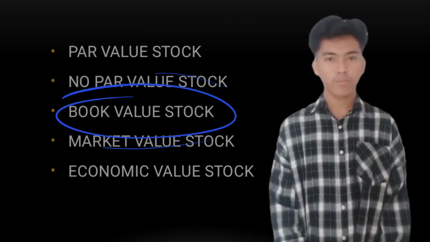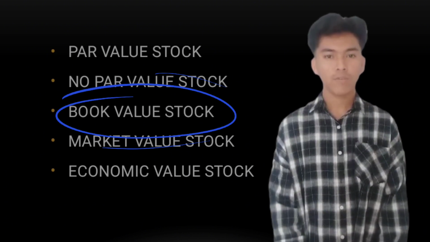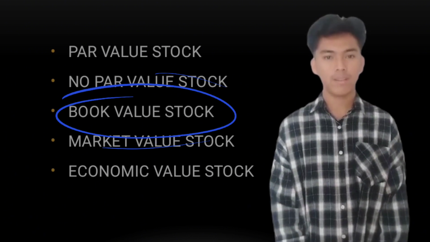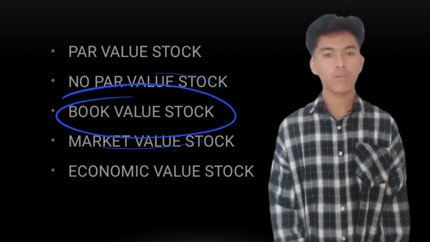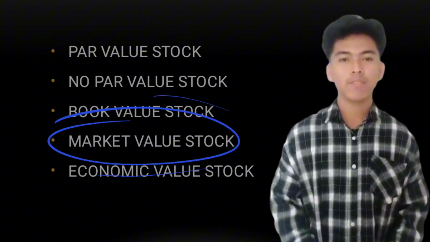The other term for the book value of a stock is net asset value, or NAV. Both terms are often used interchangeably to refer to the value of a company's assets minus its liabilities on the balance sheet, providing a measure of the company's intrinsic worth. Next one is the market value of a stock.